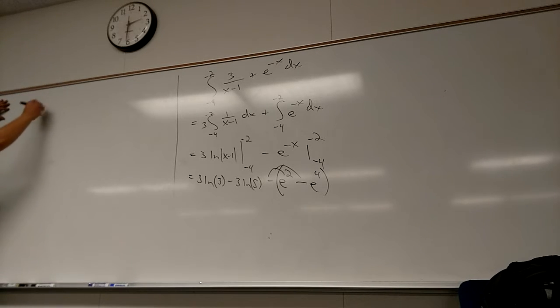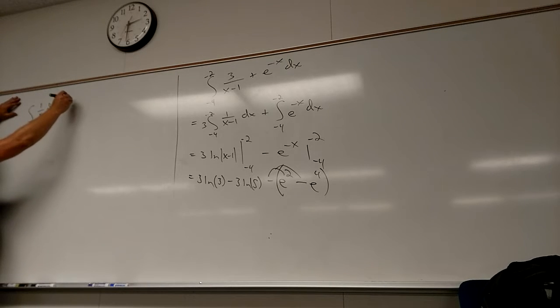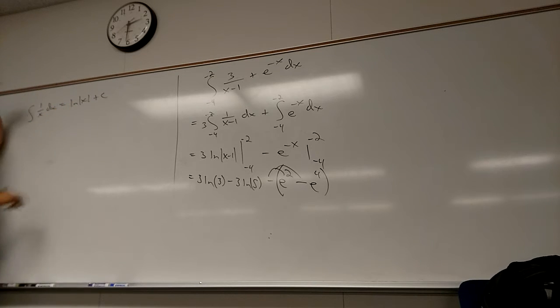What is this? What is this? This is nice. ln, absolute value x, plus c. You know, all totally official and all that kind of stuff. What's this?